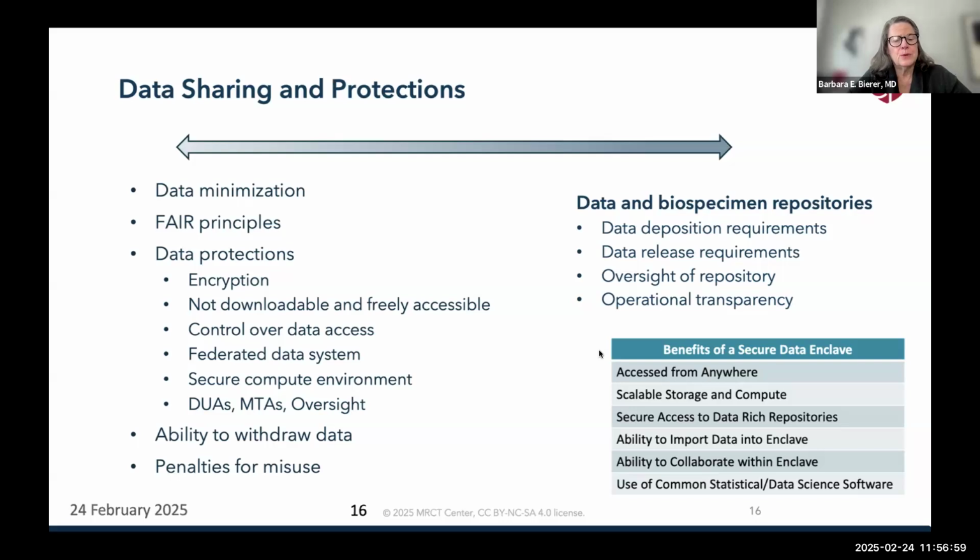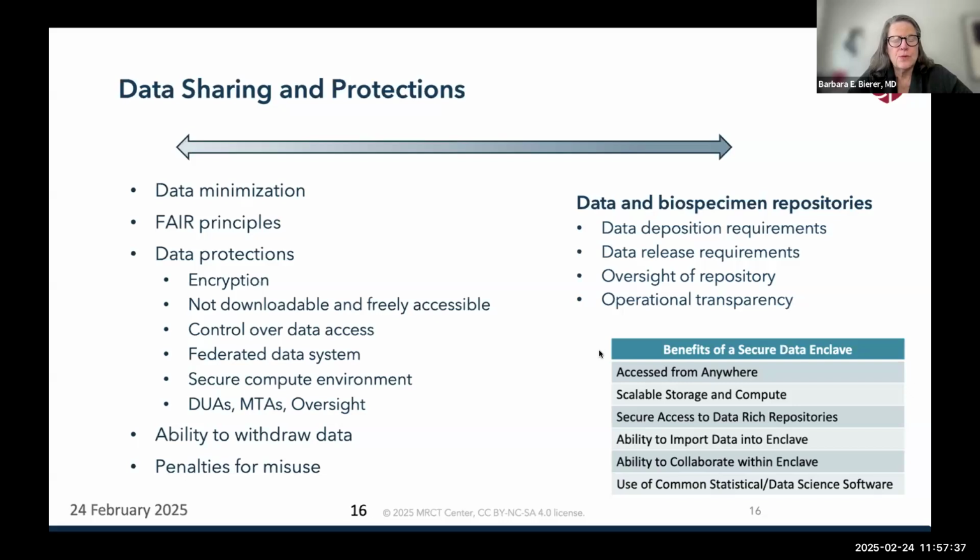I think the ability to withdraw, and then there are data use agreements, material transfer agreements, and oversight of that process that's also important for data protections. I think it's important for people to have the ability to withdraw the data, although I think that is difficult to do. And I think that we should have much stronger penalties for misuse of the data than we have at the moment.